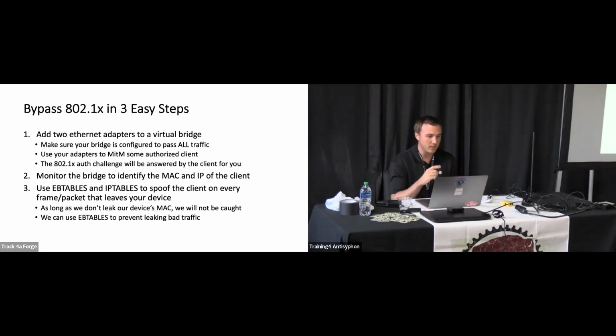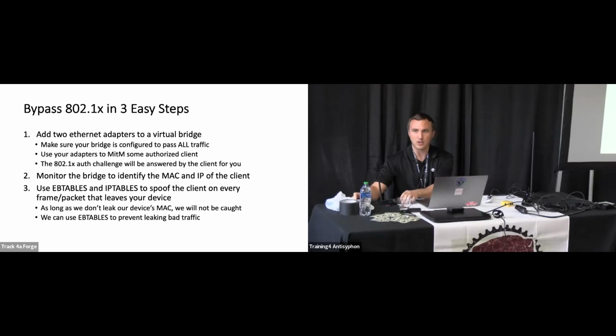So, 3 easy steps. You take 2 Ethernet adapters, something like this, classically. You configure them on a virtual bridge. You allow all the traffic to pass that bridge. And then you plug in a trusted device on one side, the network on the other. The trusted device auths for you. Boom, you have now done the hard part. You have bypassed NAC.